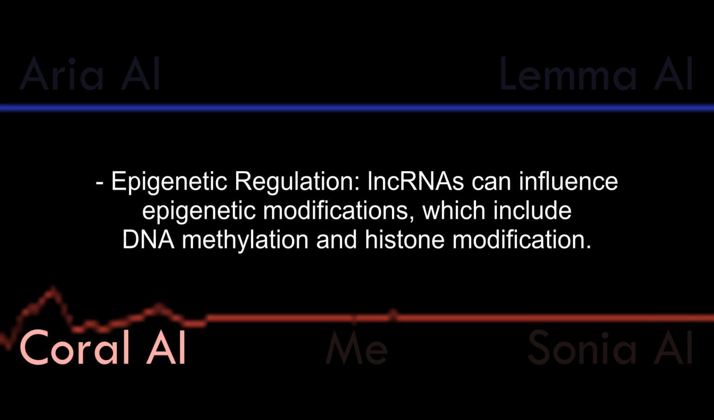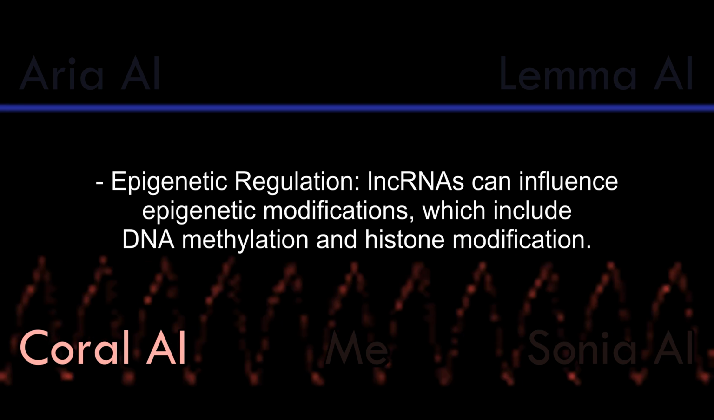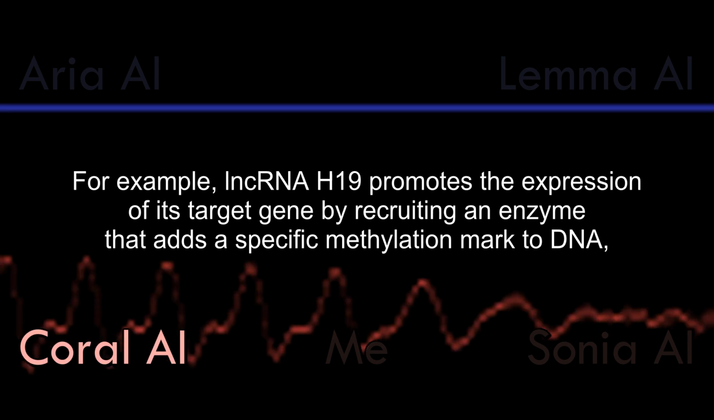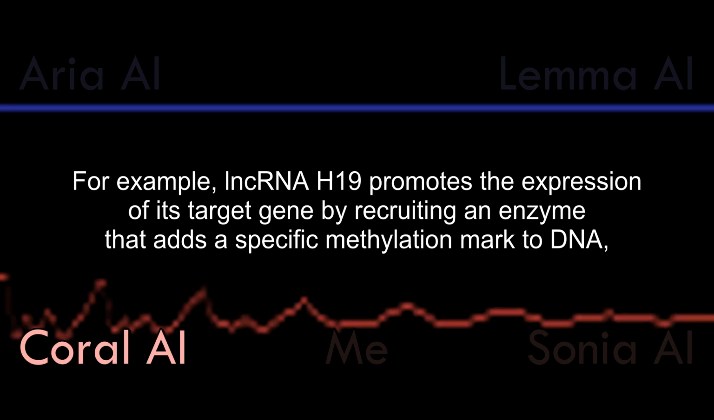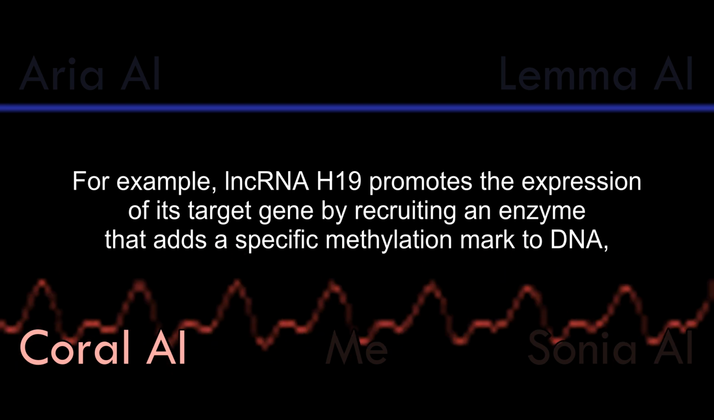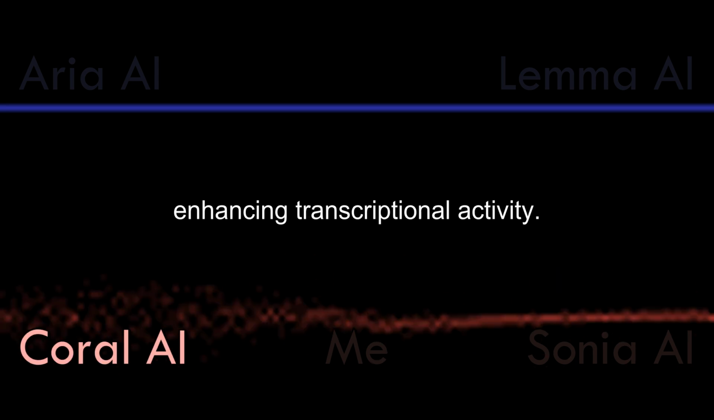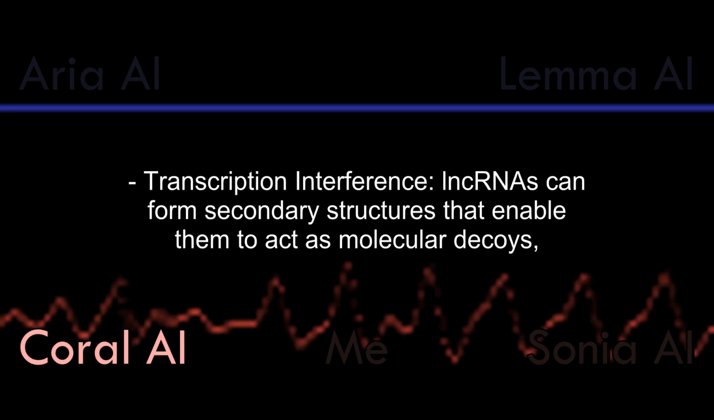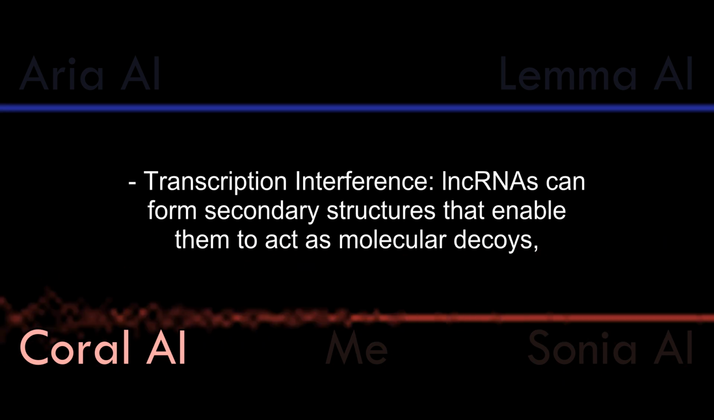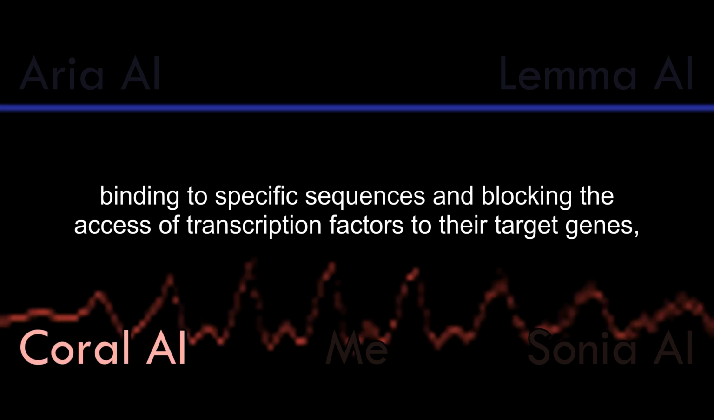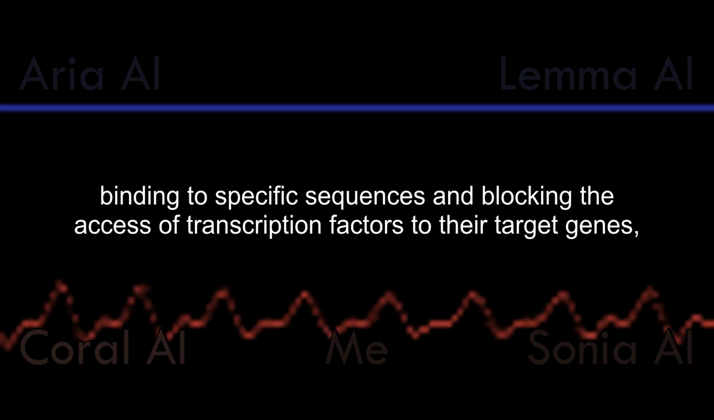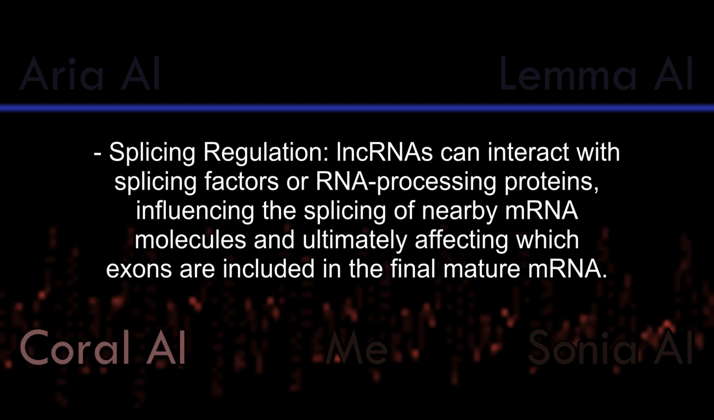LNC-RNAs can influence epigenetic modifications, which include DNA methylation and histone modification. For example, LNC-RNA-H19 promotes the expression of its target gene by recruiting an enzyme that adds a specific methylation mark to DNA, enhancing transcriptional activity. Transcription interference: LNC-RNAs can form secondary structures that enable them to act as molecular decoys, binding to specific sequences and blocking the access of transcription factors to their target genes, thus inhibiting gene expression.